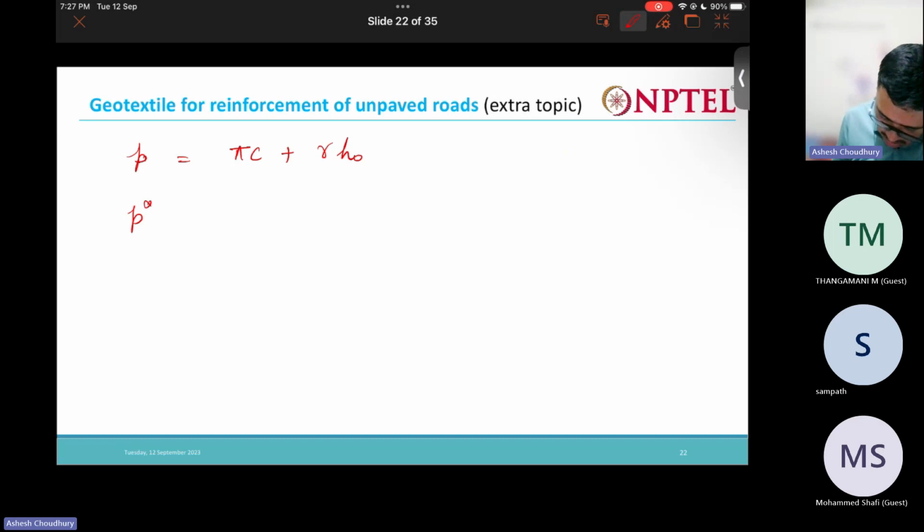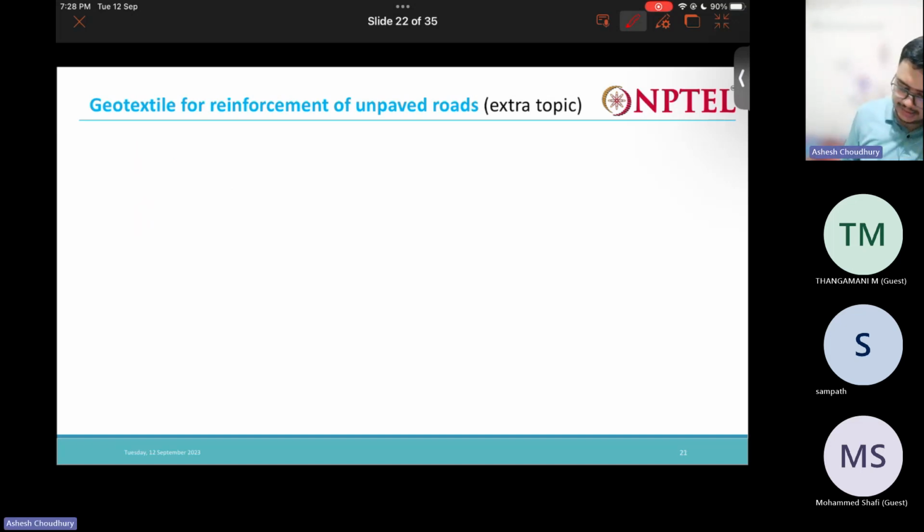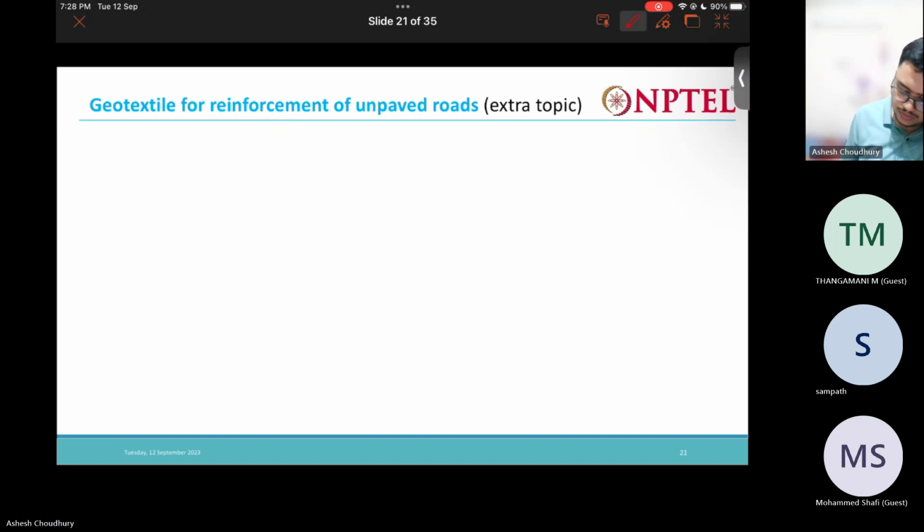So when we are using reinforcement, this gets increased to 5 plus 2C plus gamma H. Okay. So these are the assumptions that have been made by Giroud and Noiray. All right. So let us mark this as equation 1, equation 2.